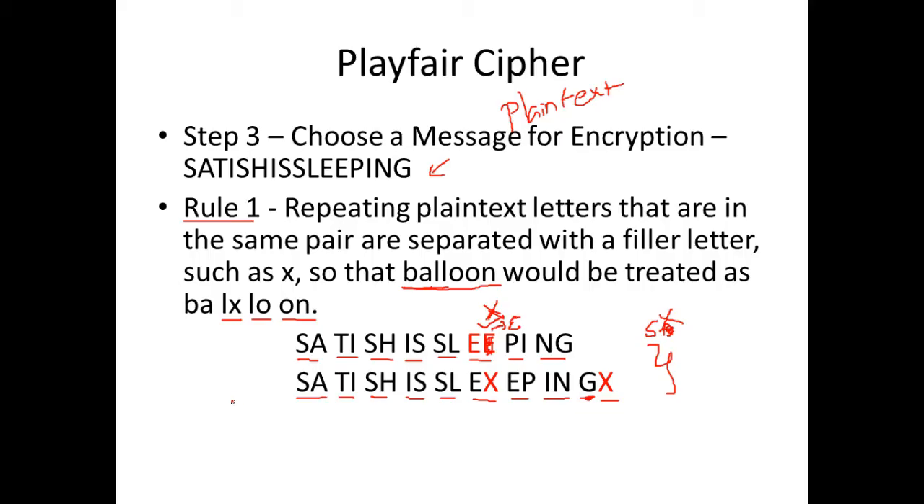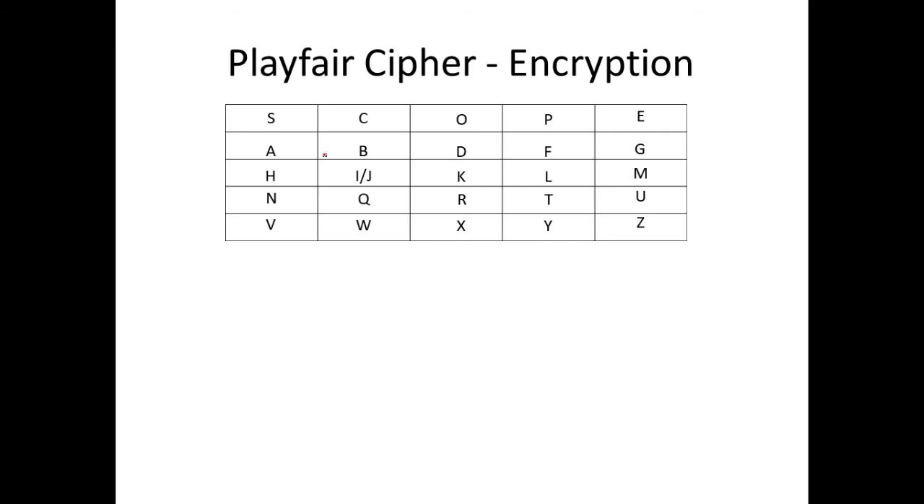Now our message is ready, but ensure that there are no repeating characters in a digraph in your message, and if there is a single character at the end, pad it with another character. Now let's take a look at how to encrypt. For this, we need this 5 by 5 matrix that we have built, and we need our message, "Satish is sleeping", changed according to the previous slide.